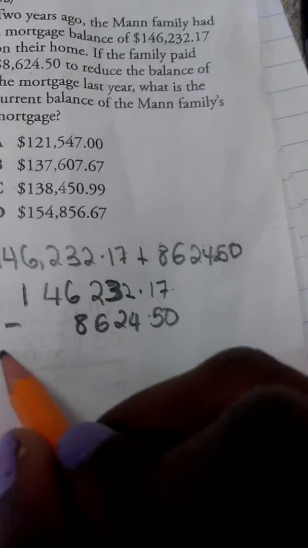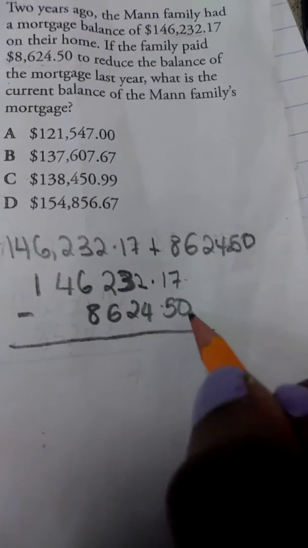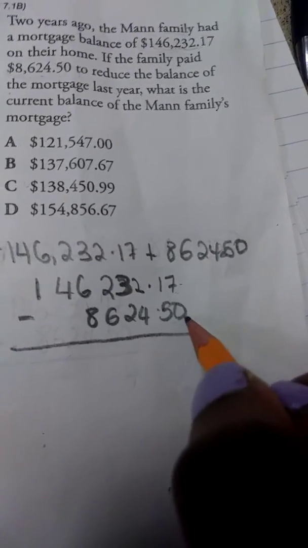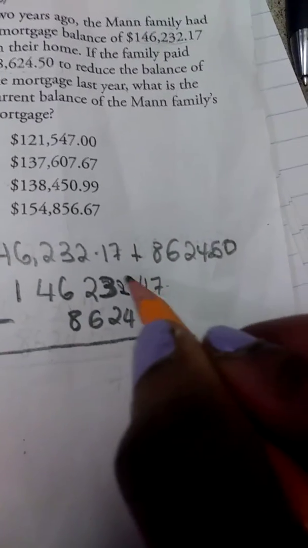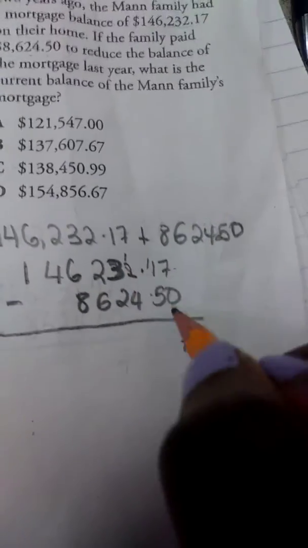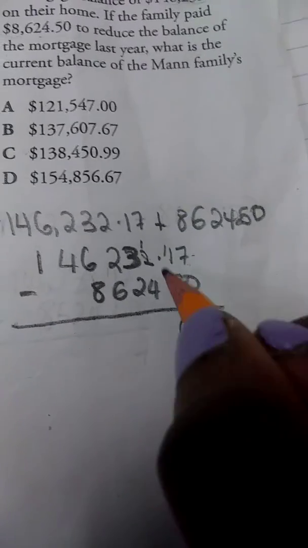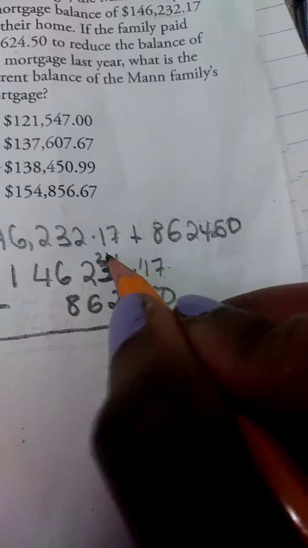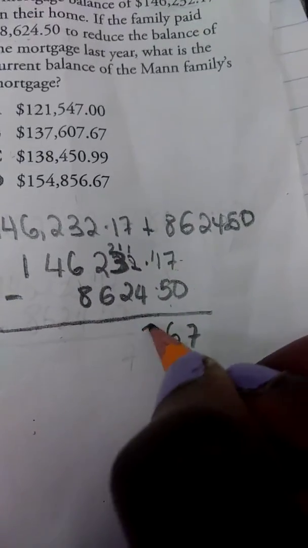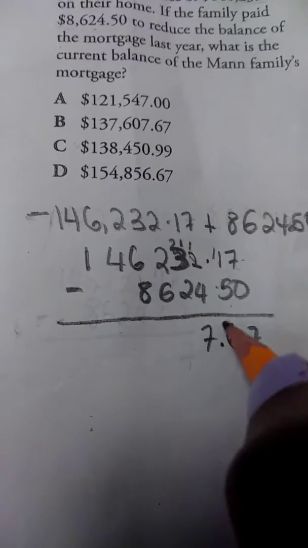8,624.50. So we have 7 minus that, that's 7. We borrow 1, this becomes 11, minus 5 is 6. 1 minus 4, we borrow 1, this becomes 2. So 11 minus 4 is 7. Don't forget the decimal point.